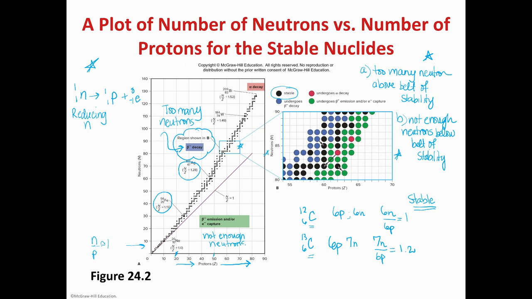So how are you going to use this is very simply: if you're asked, what's this element going to do? Is it going to go beta? Is it going to go electron capture? You simply check this chart, and this chart will be available to you on your test as reference material. And you say, oh, okay, the isotope I'm looking at is above the belt, so it's going to go beta. If it's below the belt, it's going to go positron and or electron capture.